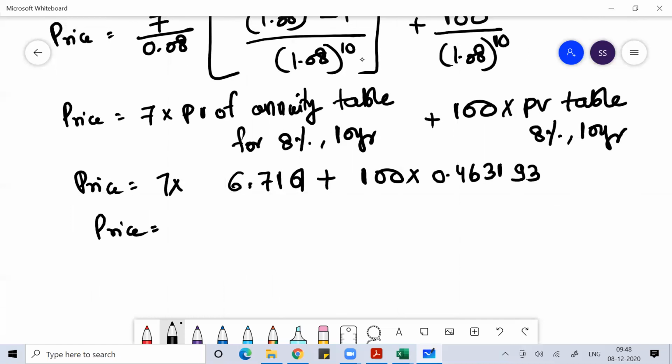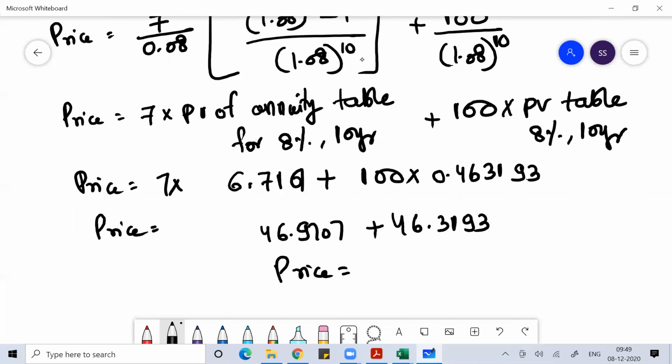So this would be equal to 46.3193. This plus this, 7 into 6.7101, this is 46.9707. So your price will be equal to 46.9707 plus 46.3193. That is 93.293.